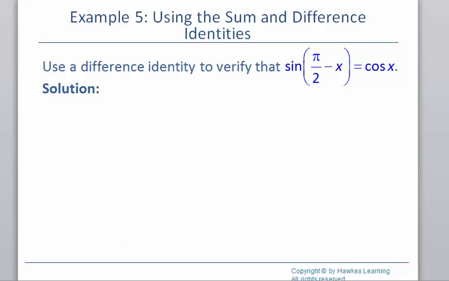This problem asks us to use a difference identity to verify that sine of pi over 2 minus x is equal to cosine x. So we have practiced establishing identities in the last couple of sections. We know that we are told to start with the more difficult side and try to turn that side into the easier side. So I'm going to begin with sine of pi over 2 minus x.